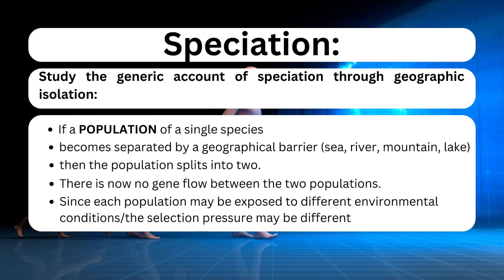Speciation. Study the generic account of speciation through geographic isolation. If a population of a single species becomes separated by a geographical barrier (sea, river, mountain, lake), then the population splits into 2. There is now no gene flow between the 2 populations. Since each population may be exposed to different environmental conditions, the selection pressure may be different.